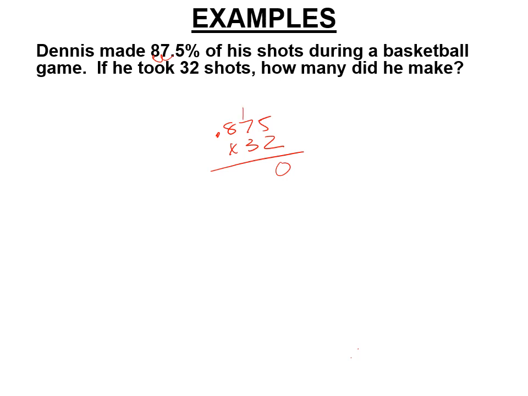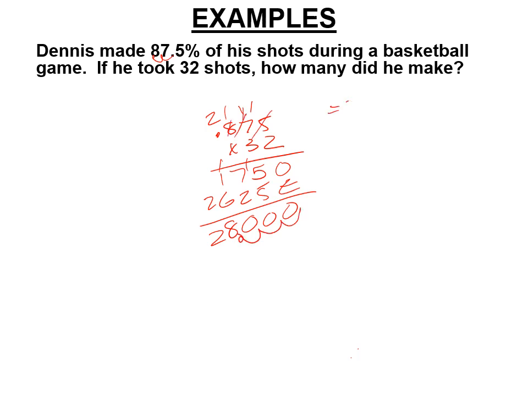2 times 5 is 10. 2 times 7 is 14, plus 1 is 15. 2 times 8 is 16, plus 1 is 17. Step over. 3 times 5 is 15. 3 times 7 is 21, plus 1 is 22. 3 times 8 is 24, plus 2 is 26. 0, 10. That's another 10. There's an 8 and a 2. And we have 1, 2, 3 moves of the decimal point. Right? We better get a whole number, right? Because you can't make 0.3 of a shot, right? I don't know what that would be. So 87.5% of 32, he made 28. It means he missed 4, right? 32 minus 28.